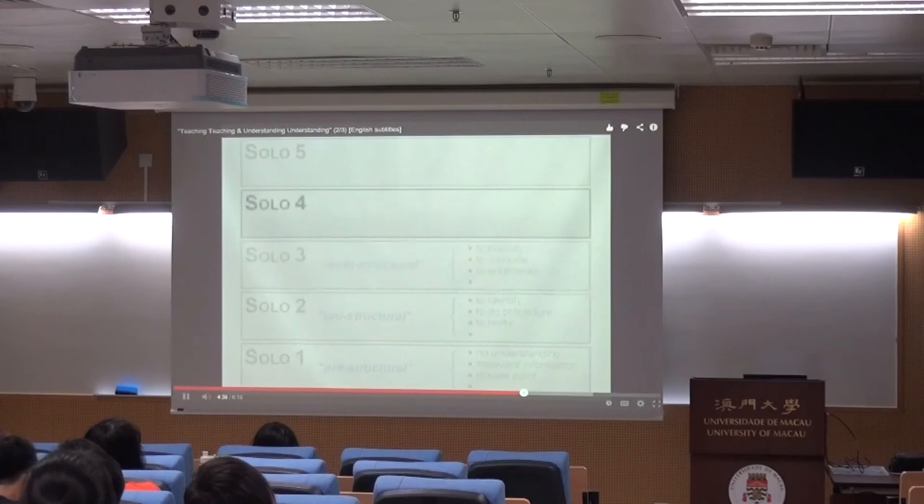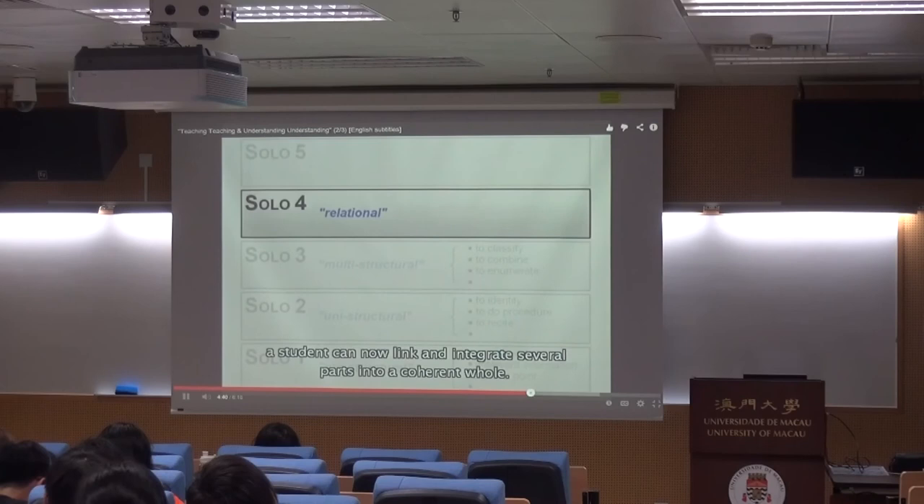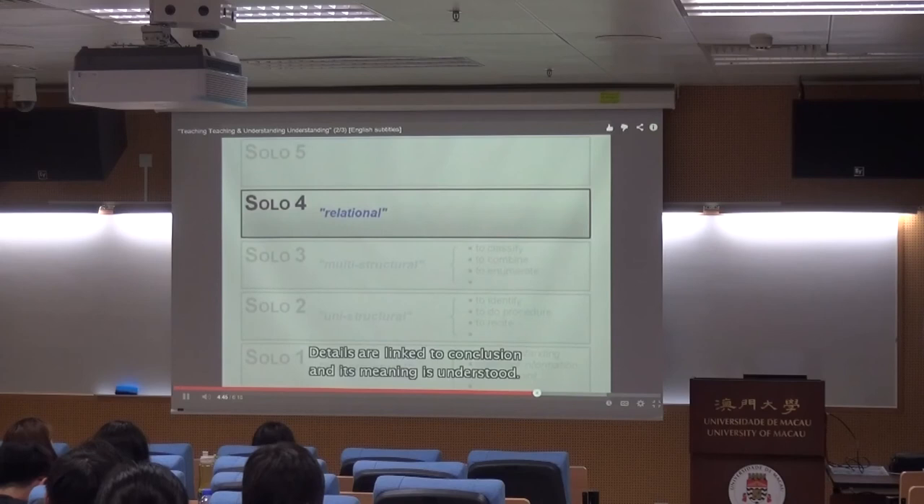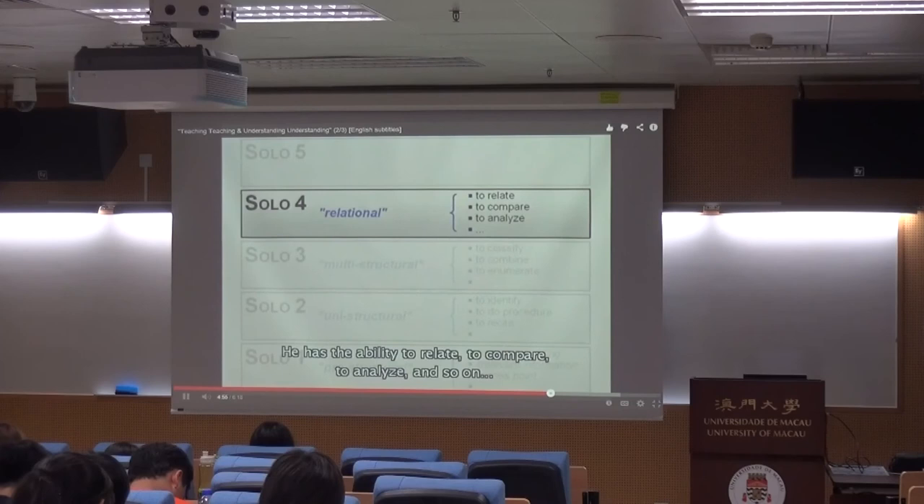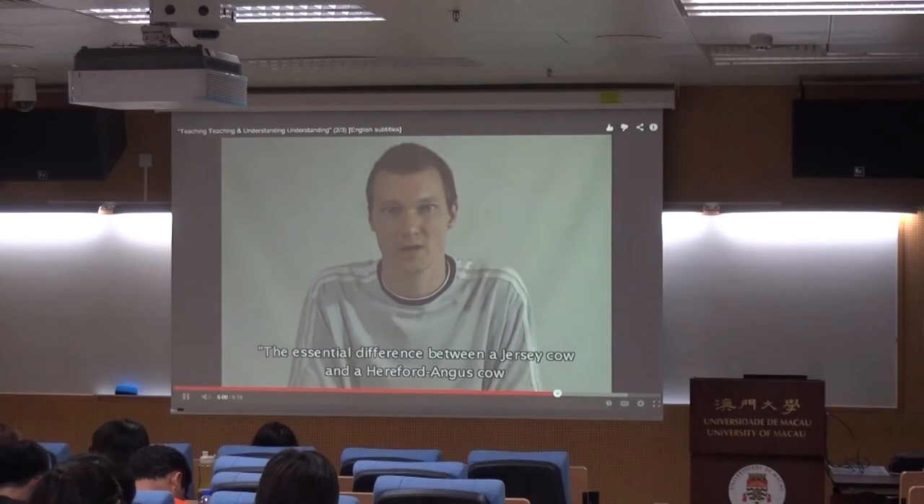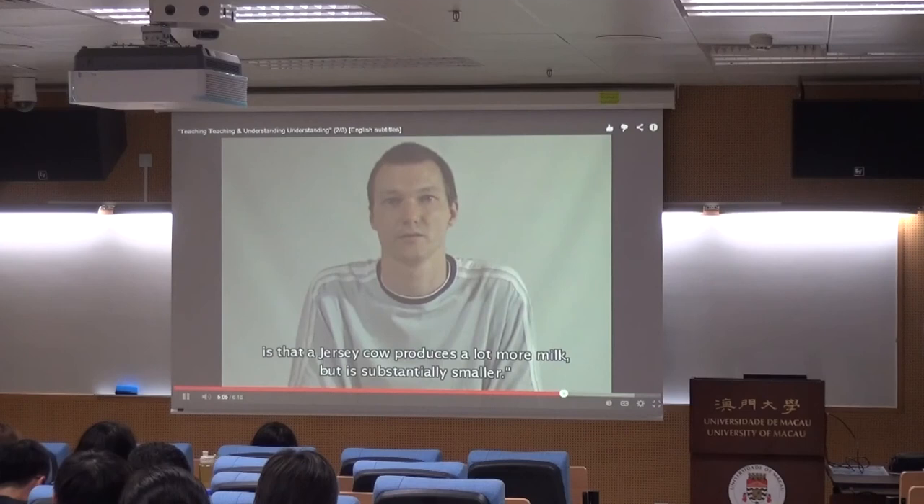At level 4, which is called the relational level, a student can now link and integrate several parts into a coherent whole. Details are linked to conclusion, and its meaning is understood. He has the ability to relate, to compare, to analyze, and so on. The essential difference between a Jersey cow and a Hereford-Angus cow is that a Jersey cow produces a lot more milk, but is substantially smaller.